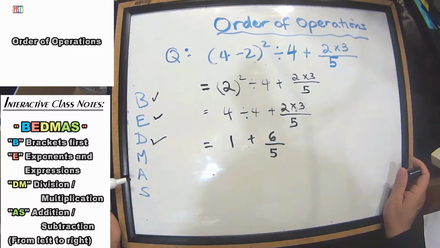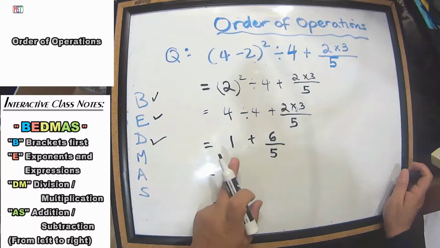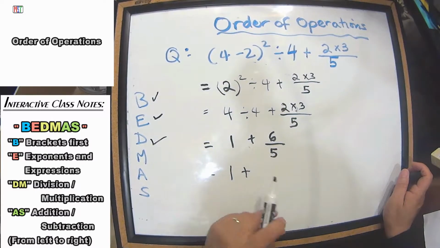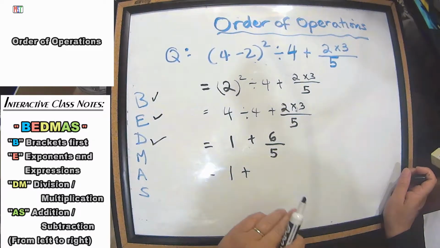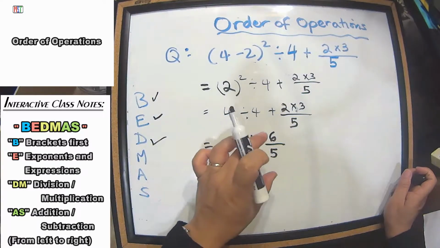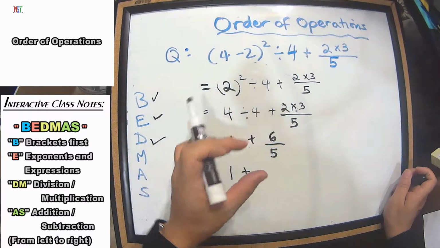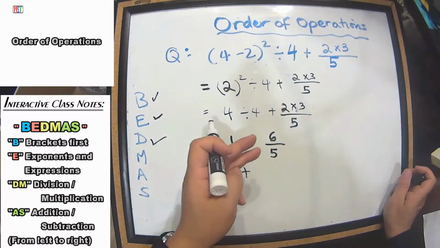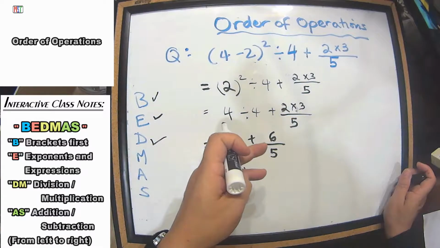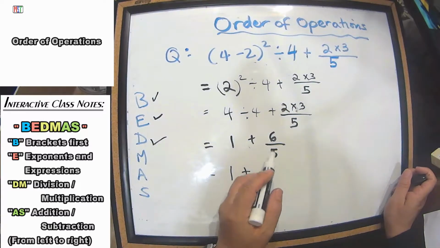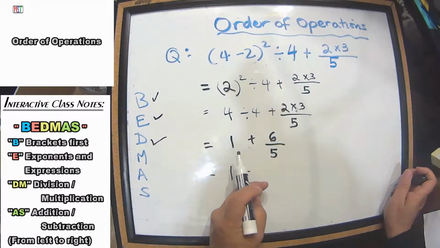Okay, and then we have adding and subtracting. So we have to add 1 plus 6 over 5. Now, if you can recall, and if you don't know, I'm going to show you later on how to convert a fraction into a mixed fraction. So we have 6 over 5. Okay, so we have this improper fraction. We're going to convert it into a mixed fraction, which, if you break it down, would be 5 over 5 plus 1 over 5.